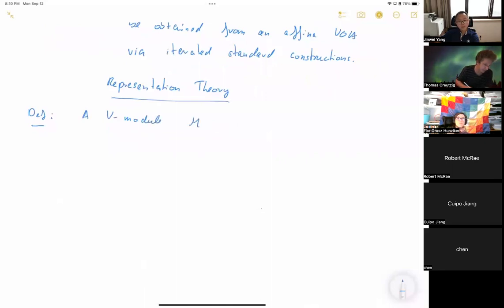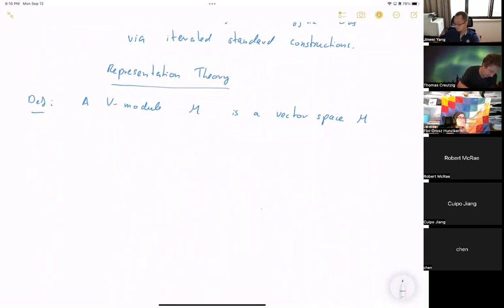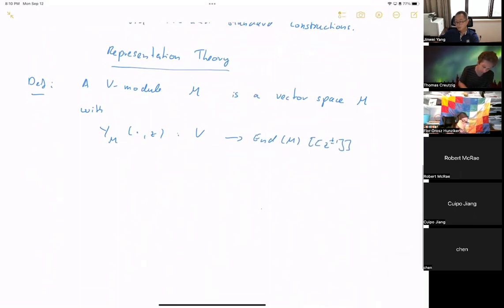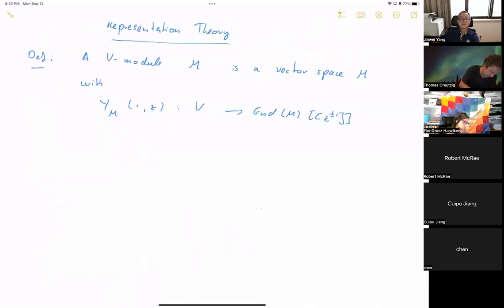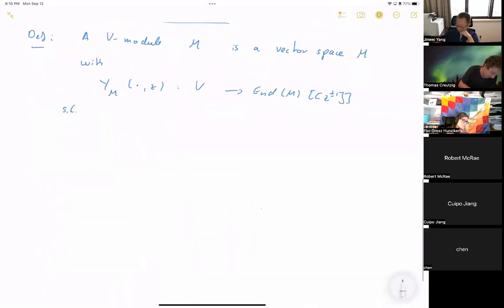So let's call this module M, a vector space, and typically we are looking at C vector spaces. And in this vector space, we denote by this very same symbol as the module itself, together with a family of fields. They form a power series with coefficients endomorphism operators on our vector space, such that it satisfies a bunch of axioms.